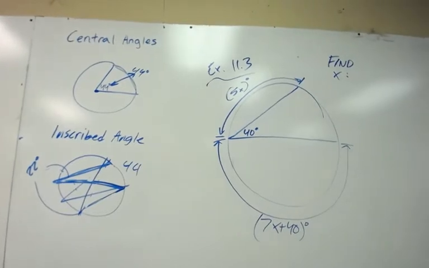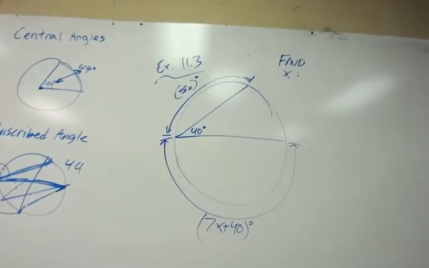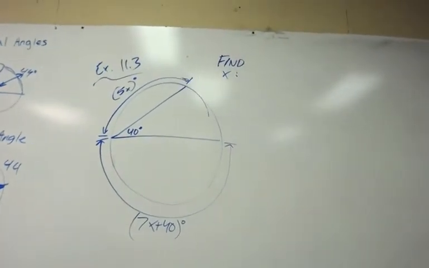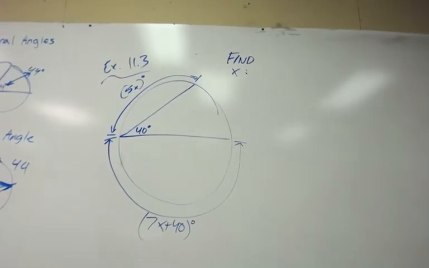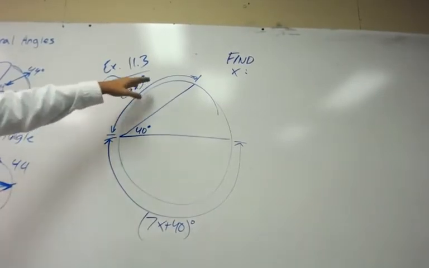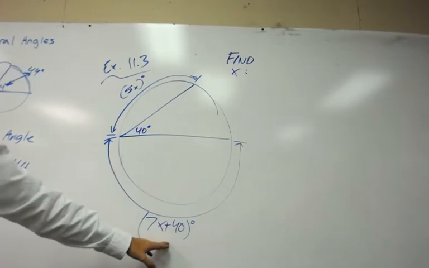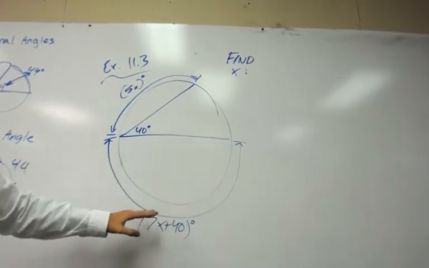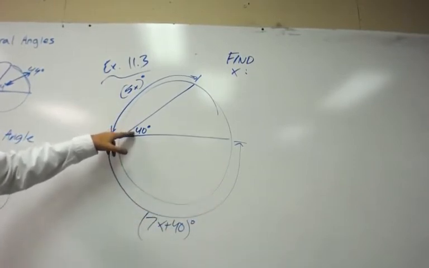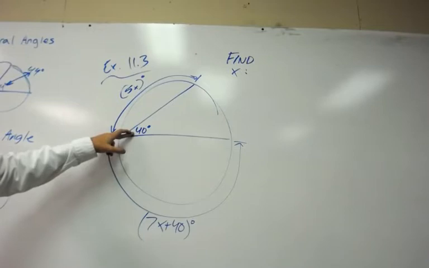Let's look at one example problem. 11.3. Try to solve this. It says find x. It gives us 5x for this part of the arc, 7x plus 40 for this part of the arc, and then it gives us 40 degrees. Well, what did we just talk about? We just talked about inscribed angles, so I'm going to assume we solve this with inscribed angles.